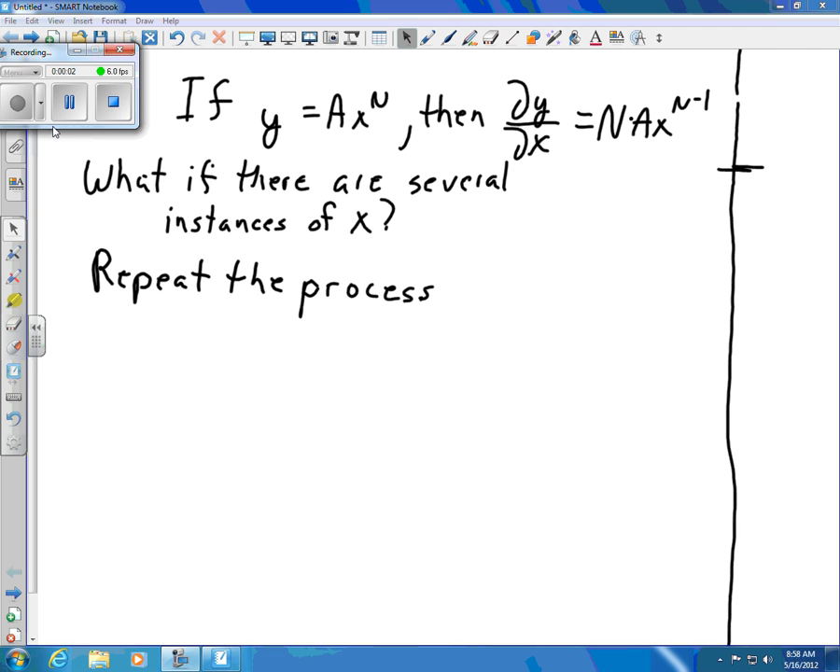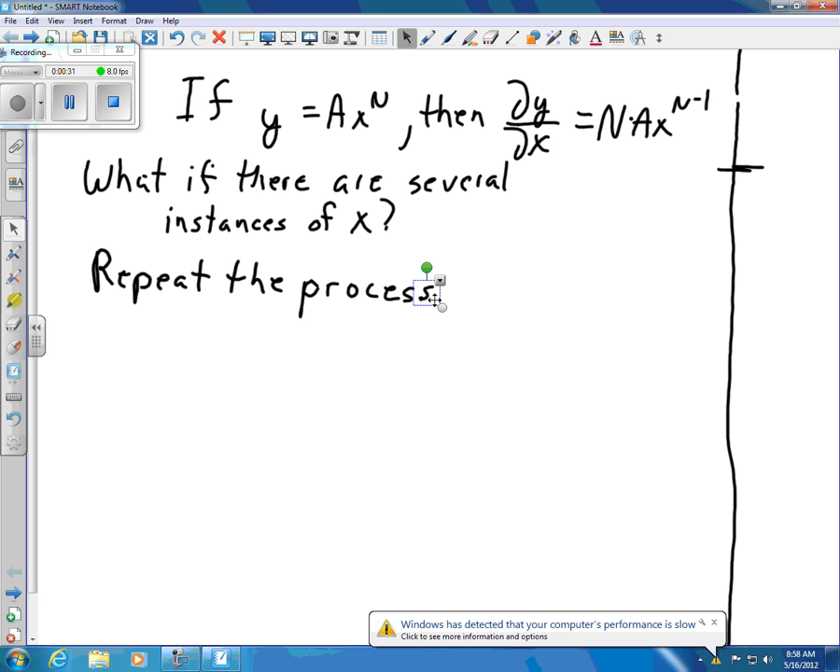So what if you're in a situation where you're looking for how things change, and there's more than one x in the equation? It shows up more than once. We start with the basic idea: if y equals a times x to the nth power, then dy/dx equals n times a times x to the n minus 1. So what do you do in that situation? Well, basically, you repeat the process.